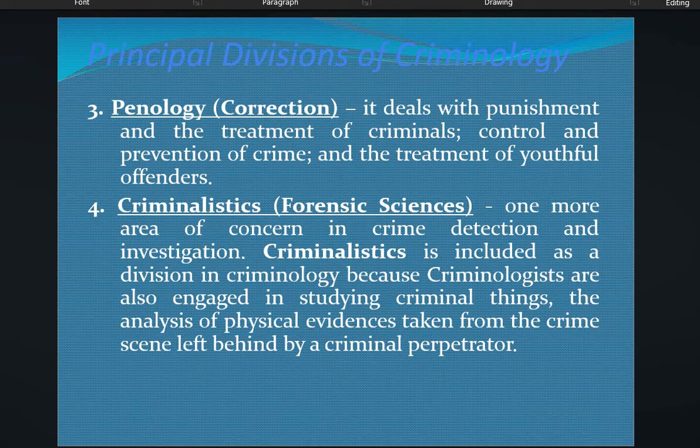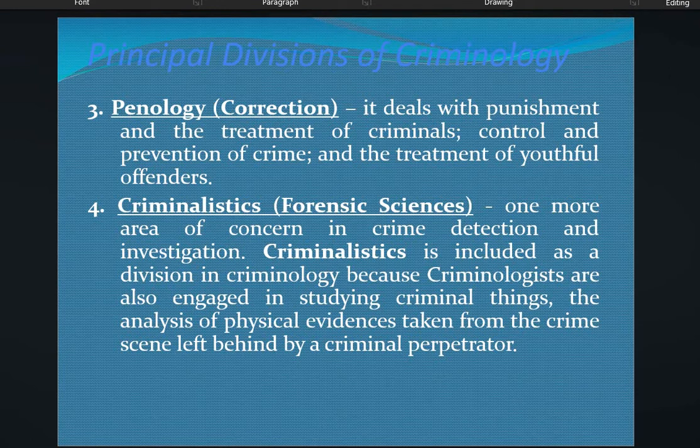Number 4 is criminalistics, o yung tinatawag nating forensic science. So, pagdating niyo sa second year, meron na kayong forensic photography, meron na kayong personal identification, questioned document na subject, lie detection, forensic ballistics. So, you will be having your subjects on your higher years na more on forensic examination, more on criminalistics. So, this is one of the areas of concern in crime detection and investigation.